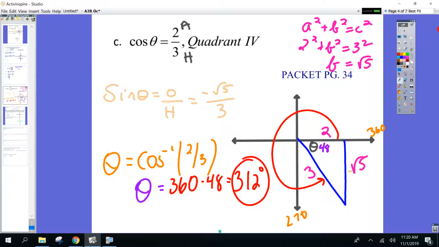Did anybody try sine? Did you get an angle in a different quadrant? Negative 48. There you go. Still a reference angle, but positive. So to find the angle, you use the inverse cosine.